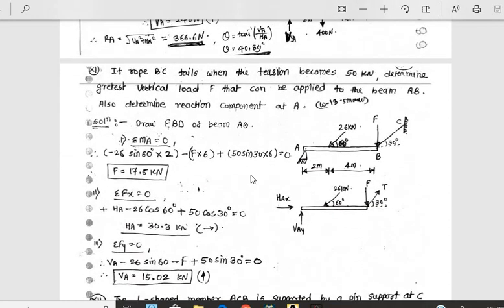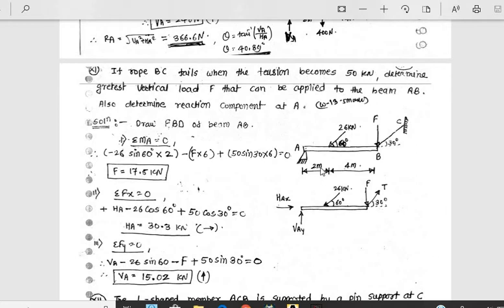The next problem is: if rope BC fails when tension becomes 50 kN, determine the greatest vertical load F that can be applied to the beam AB. Also determine the reaction components at A.